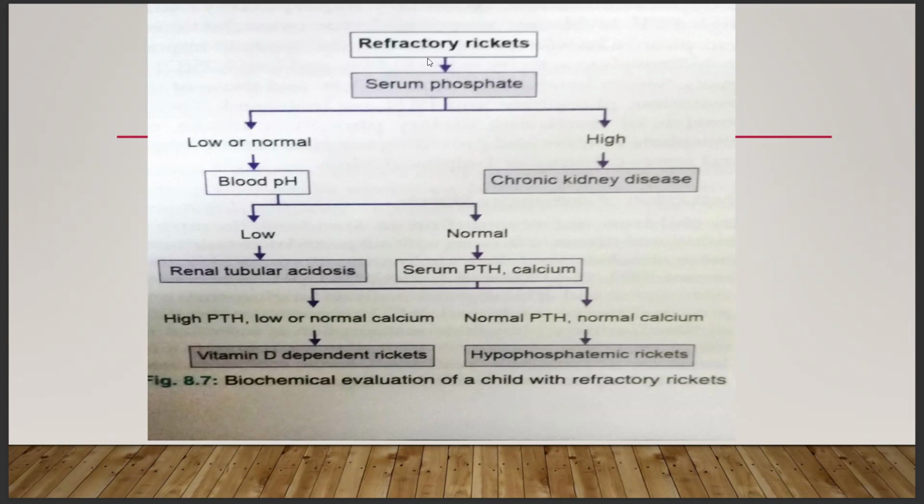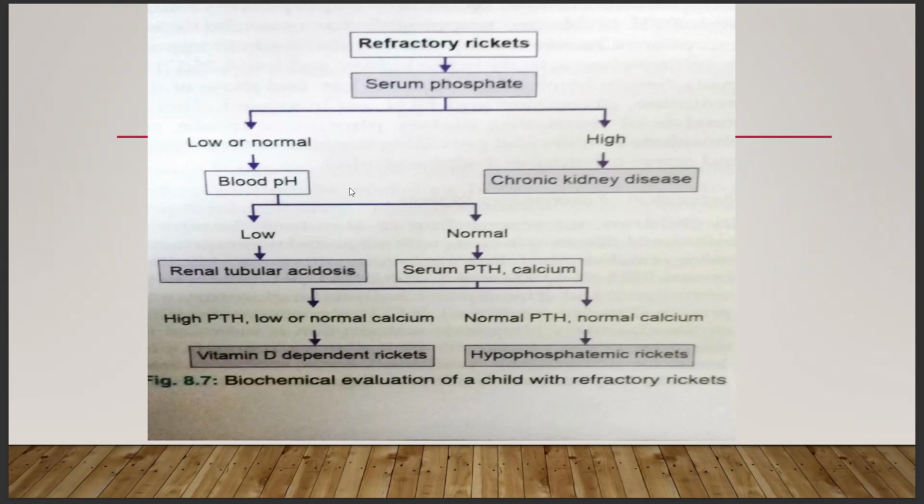The approach towards refractory rickets: we first look for the serum phosphate. If the serum phosphate is high, that is indicative of chronic kidney disease contributing to refractory rickets. If the serum phosphate is low or normal, we look for the blood pH. If the blood pH is low, which means acidosis, that is indicative of renal tubular acidosis.